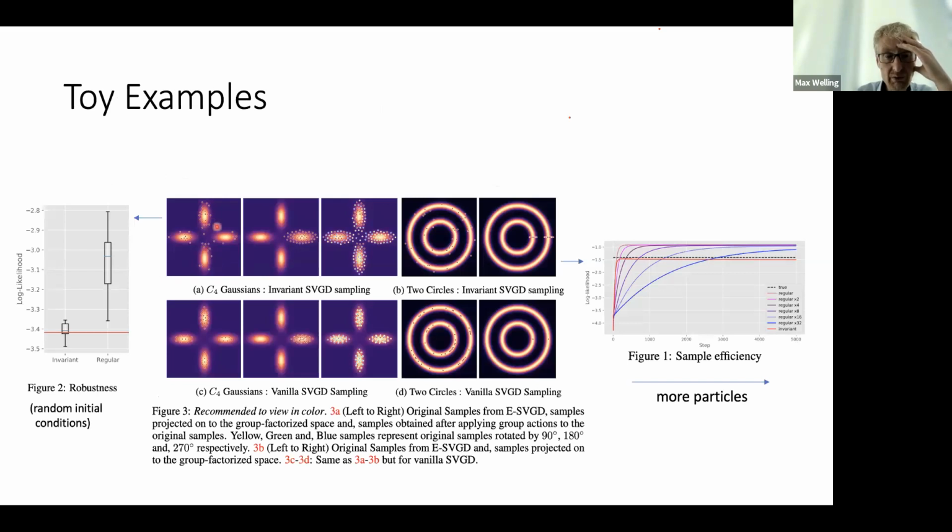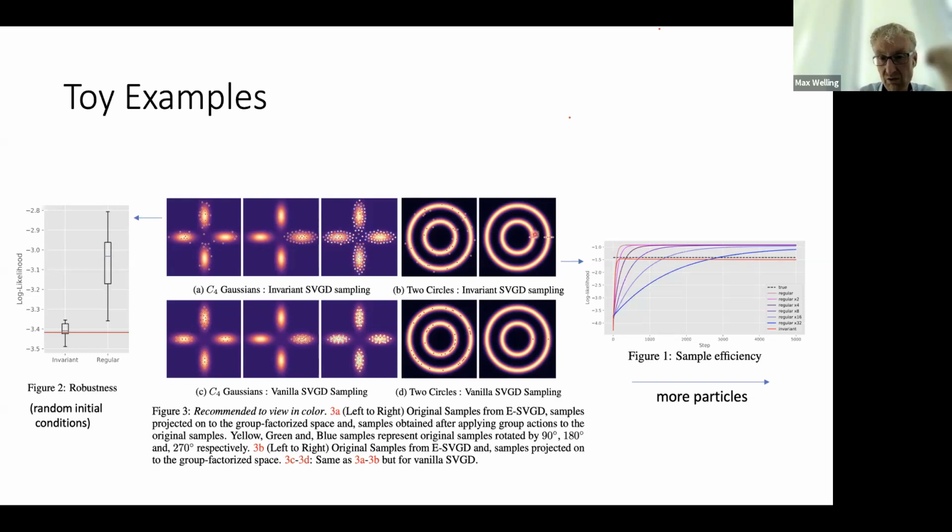If we look at this example, here are four Gaussian blobs, and we want to sample from it. Here are the samples we get from an ordinary Stein variational gradient descent procedure. Sorry, this is the equivariant one. If we map all these points to one of these lobes, you see that they nicely repel each other. And then if we take these and redistribute them over the four lobes, we get a very nice distribution.